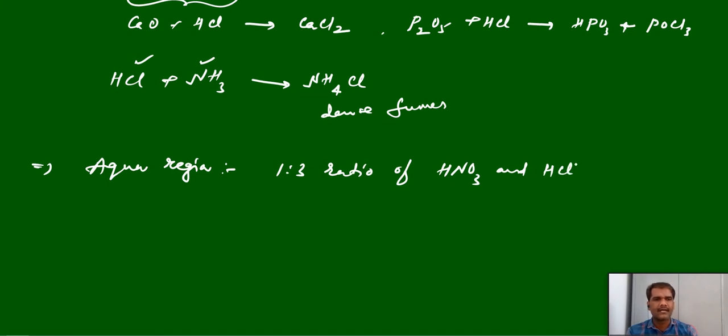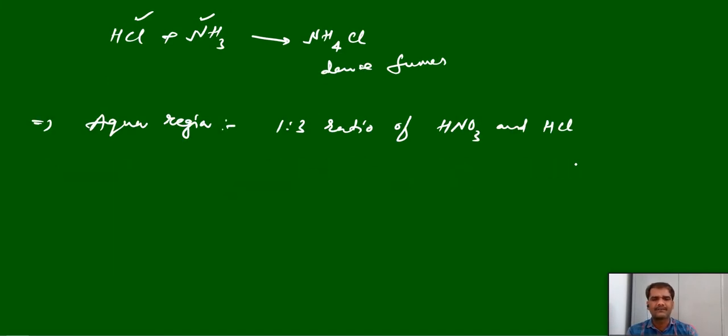HNO3 1 part and HCl 3 parts. That mixture we can call aqua regia, and this aqua regia can dissolve even noble metals like gold and platinum, and their corresponding reactions also we discussed. Anyhow, again we will take here back. Gold can dissolve in aqua regia and also platinum.